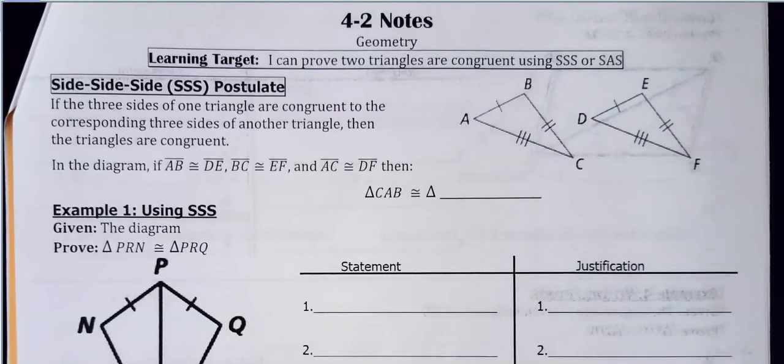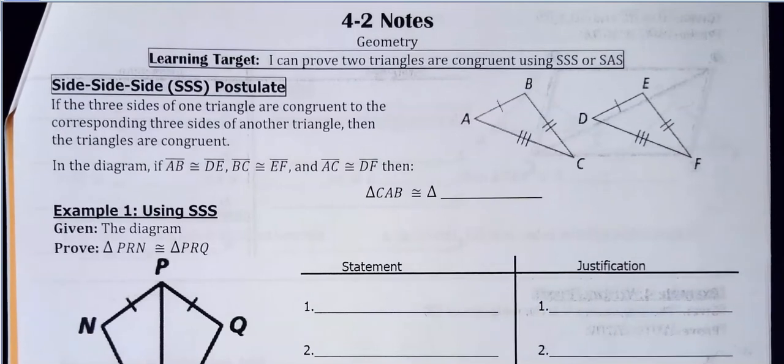Okay, so yesterday when we were talking about this, we just did a little introduction. If we were going to prove two things were congruent, for a triangle specifically, we had to show all three sets of sides and all three sets of angles were corresponding and congruent to each other. That's what we had to show.